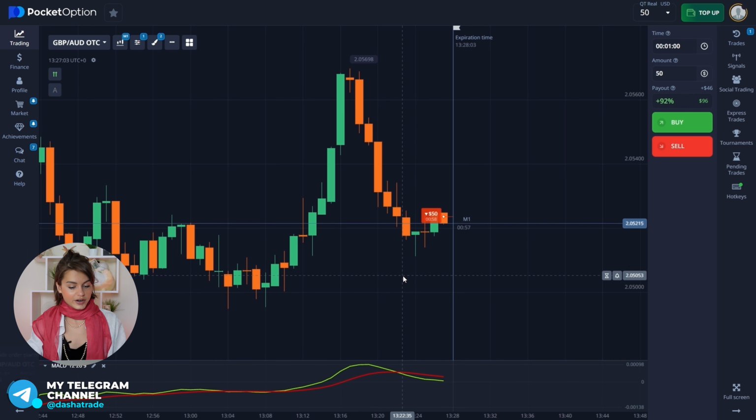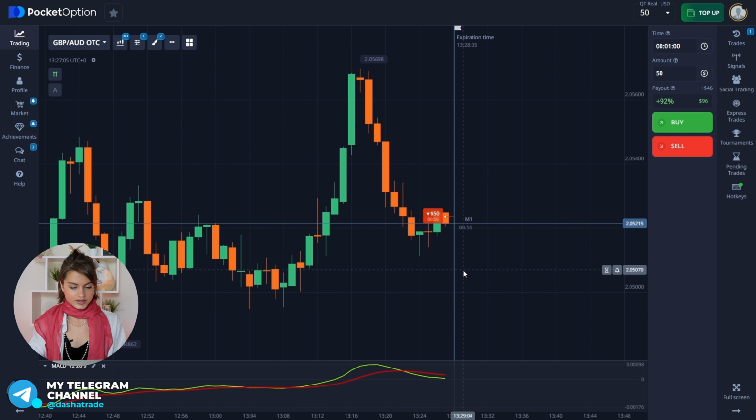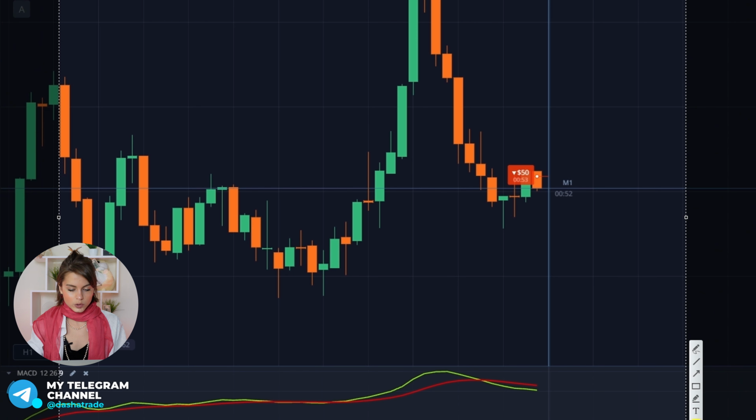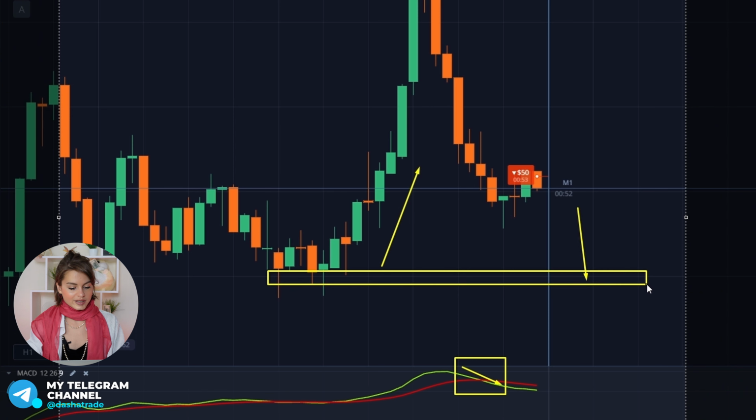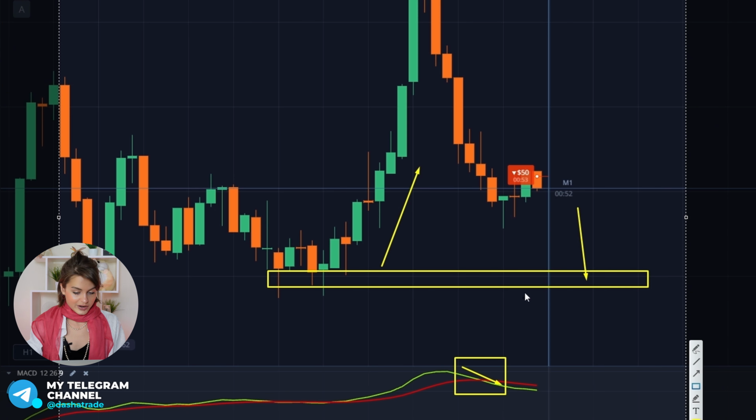So I opened my first deal. I opened a $50 deal, a downward one, and let's see what we see on the chart. In this situation, what we need to pay attention to is the intersection on the MACD indicator. In this intersection, the green line crosses the red one from top to bottom, which indicates the trend changes from upward to downward. As for the confirmation factor, I can note that the nearest support level is right here, and I expect the price to reach this level.